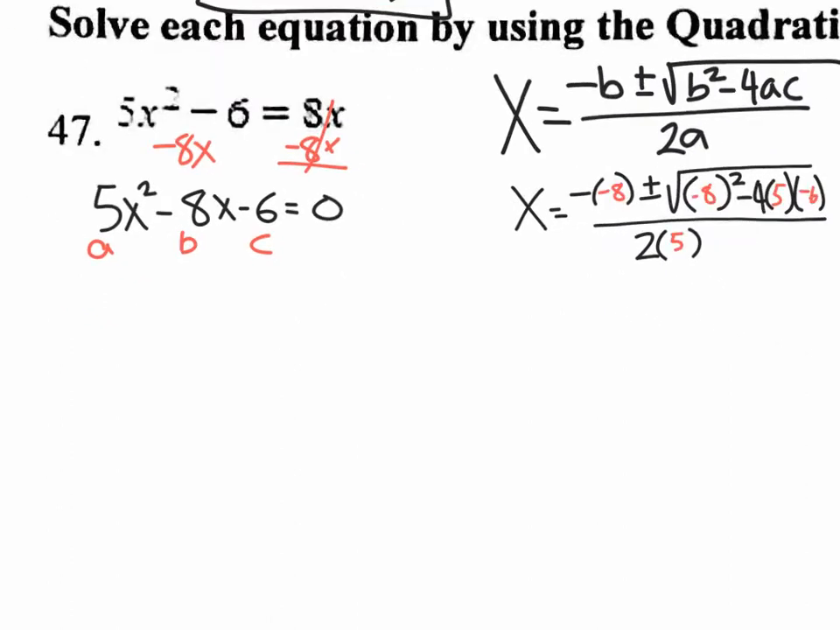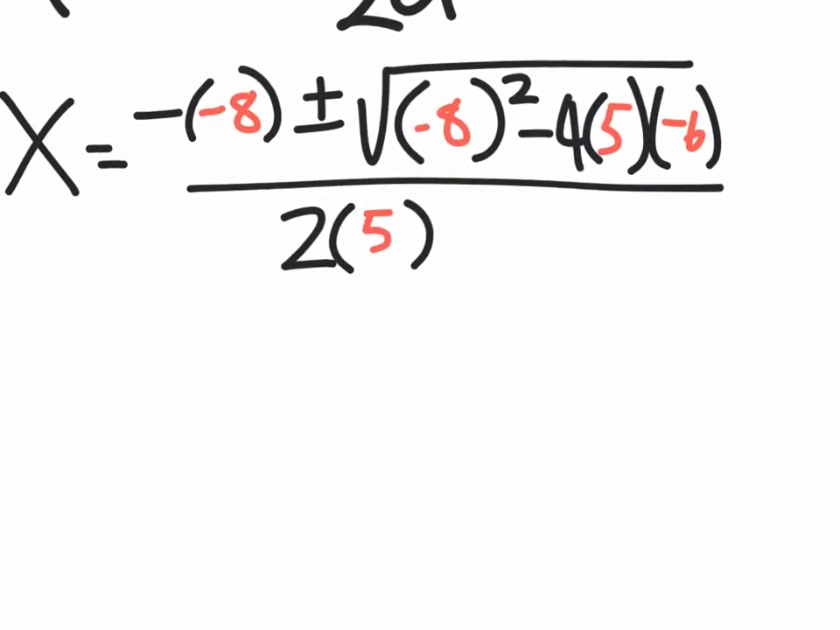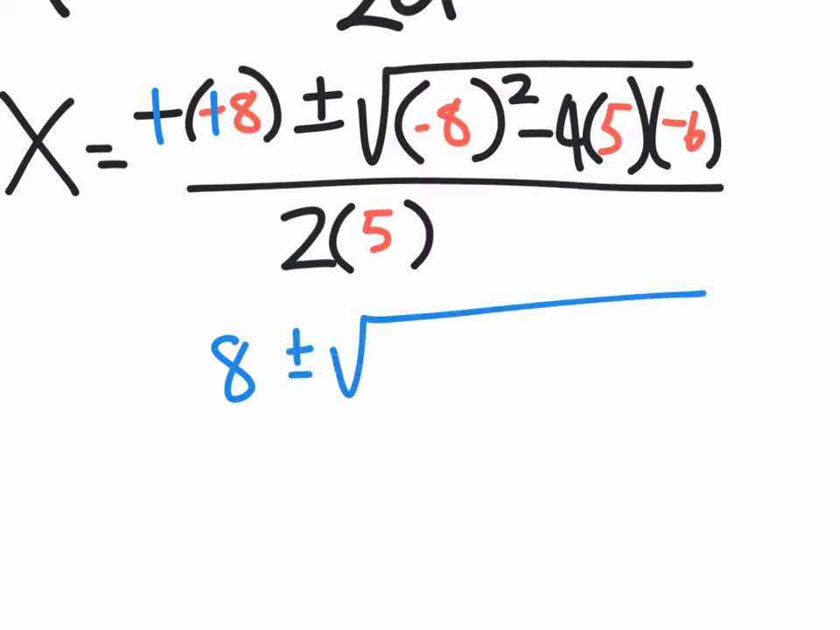So there it is. I plugged in the B value of negative 8 right there, negative 8 right there, and the A value of 5 right in there, the C value of negative 6 right there, and the A value of 5 down there. So let's zoom in and simplify the quadratic formula. Obviously, a minus minus changes to plus plus. We have a positive 8 right there. Plus or minus the square root. You always start with the square root.